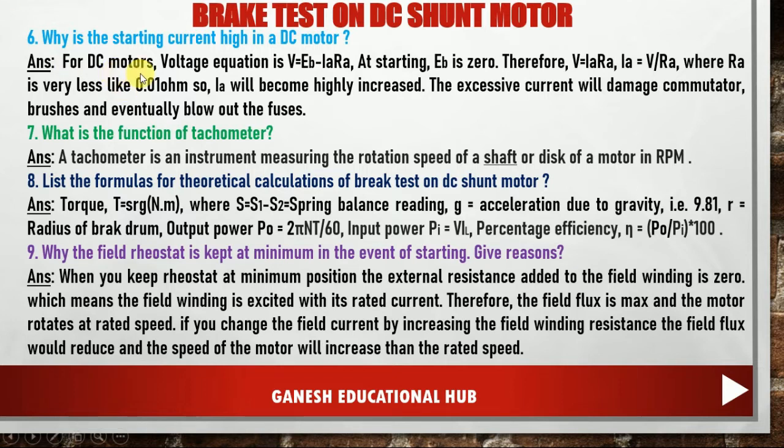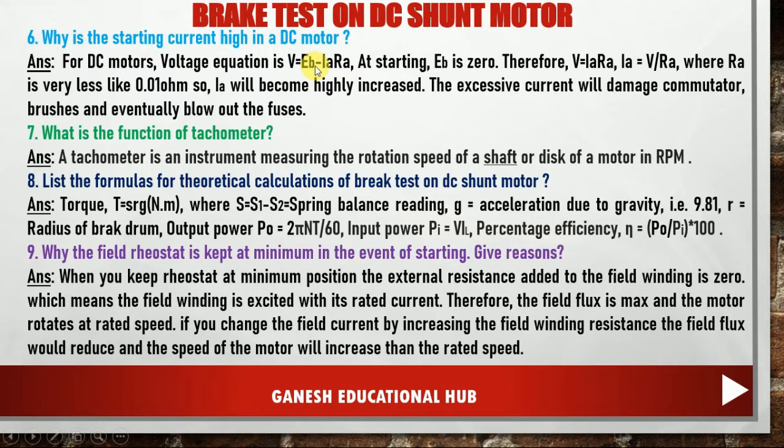For DC motors, the voltage equation is V equal to Eb minus IaRa. Here V is the terminal voltage, Eb means back EMF, Ia means armature current, Ra means armature resistance. At starting, Eb is 0, the back EMF is 0. Therefore, V equal to IaRa. At starting, this back EMF is equal to 0.